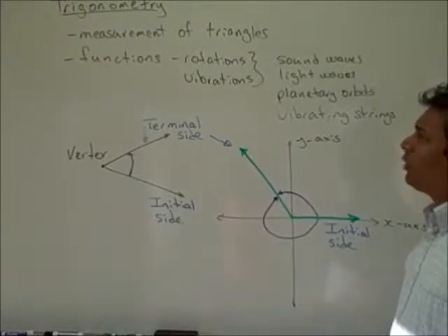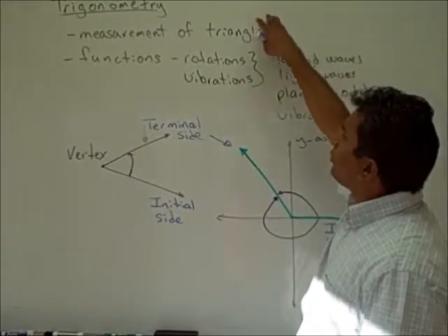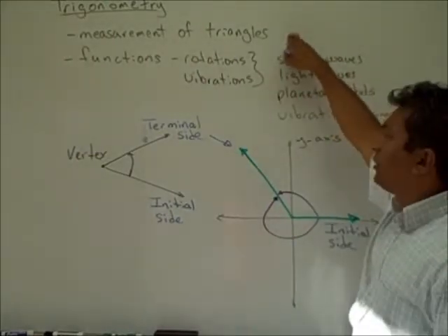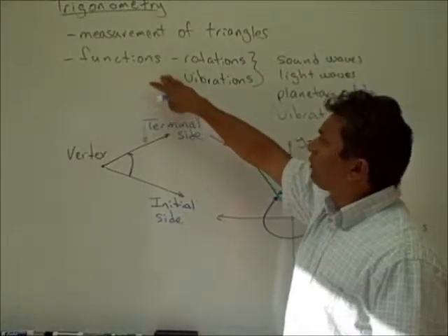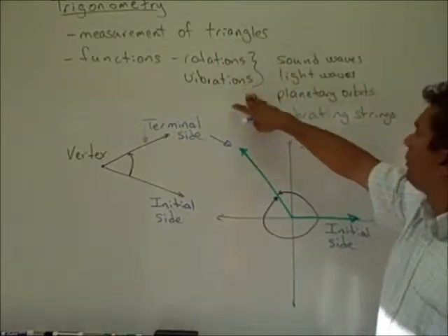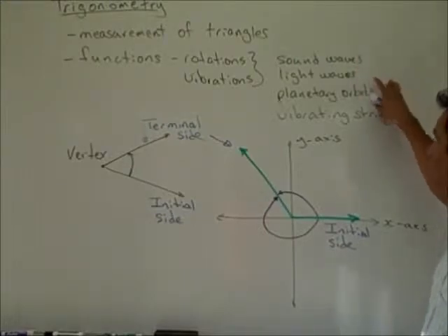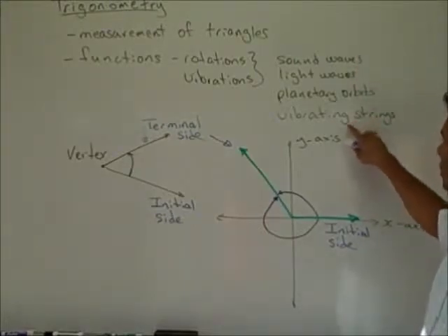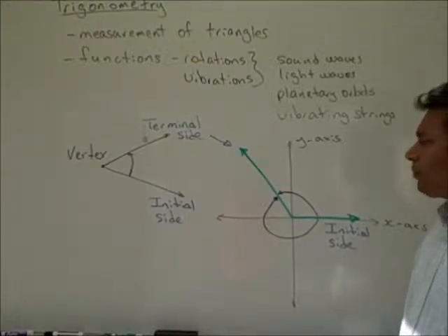In this course, we'll be studying trigonometry. Trigonometry was originally referred to the measurements of triangles. Much later on, it went on to include the use with functions, measuring rotations and vibration, in particular sound waves, light waves, planetary orbit, vibration of strings, pendulums, and many other functions.